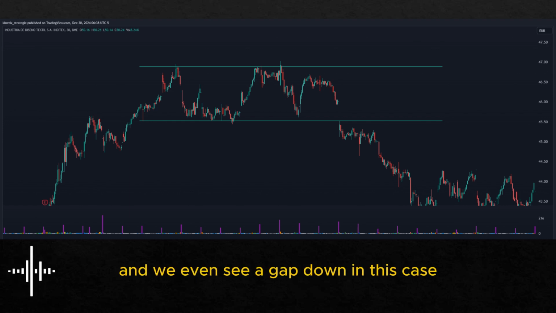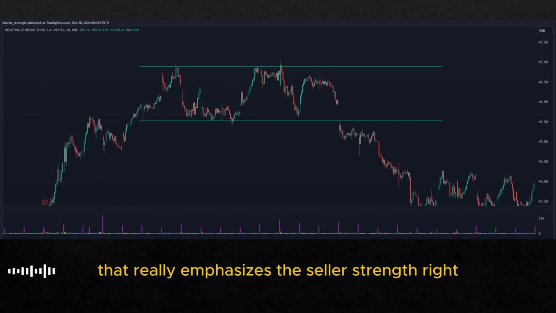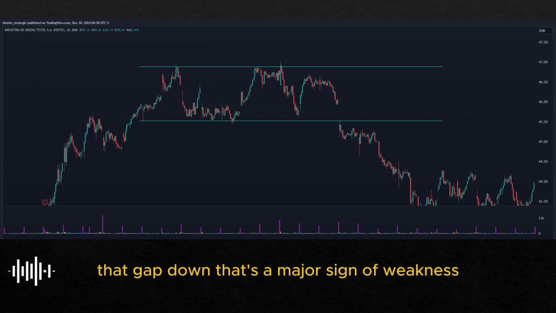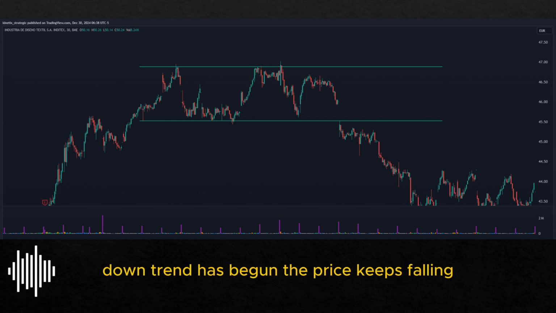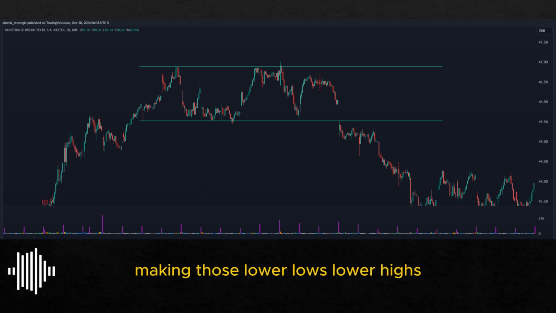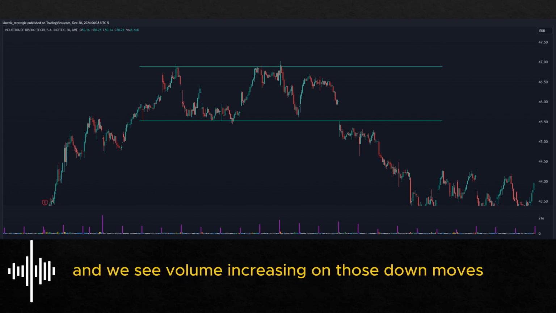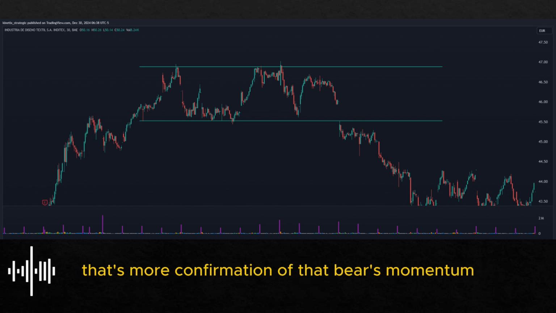And we even see a gap down in this case that really emphasizes the sellers' strength. Right, that gap down is a major sign of weakness. It confirms those sellers are in control. The downtrend has begun. The price keeps falling, making lower lows and lower highs. And we see volume increasing on those down moves. That's more confirmation of that bearish momentum.